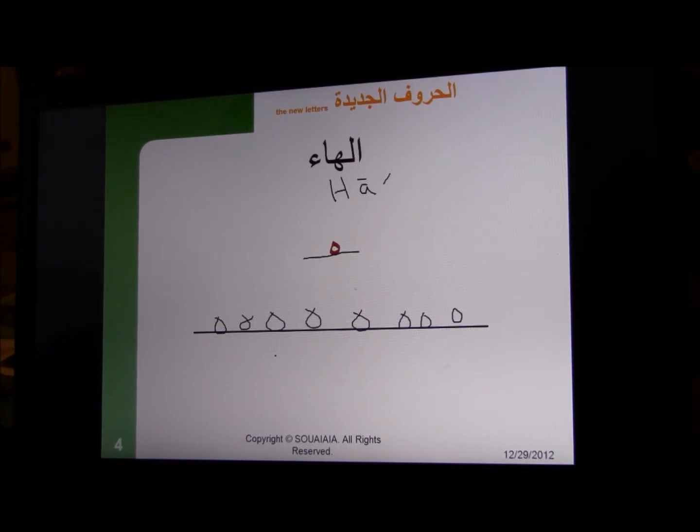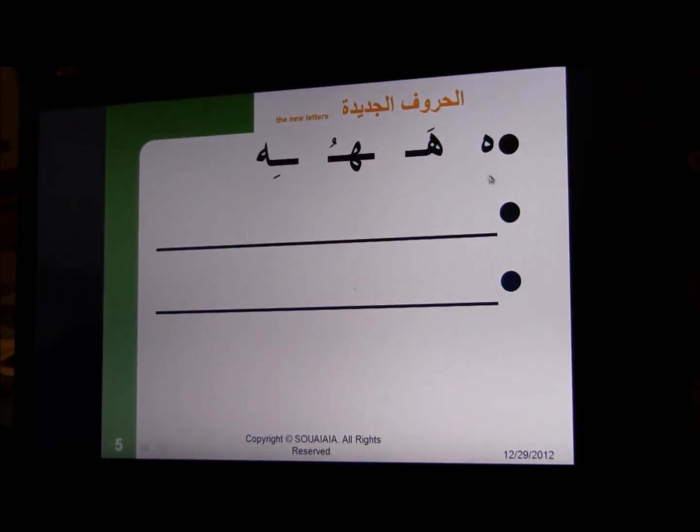Ha. It's tricky when it is written in the middle of the sentence, isolated, so it's just like that. When it's the first letter, you start right here, you make a loop within a loop, and then you move to the next letter. If it's medial, you come from, let's say, ba, then you go down, up, make a loop, and then let's say go to ra.